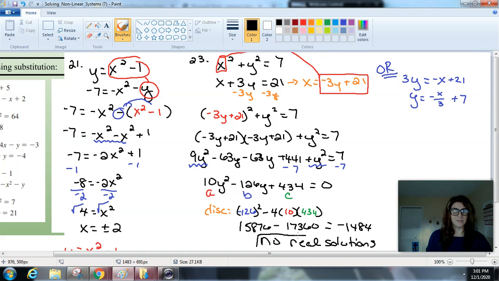Okay. And again, had you gone through with the y, you would have ended up with the exact same no real solution. You would have had a different negative value when you tested out your discriminant, but it still would have been negative, and you would have had a no real solution.